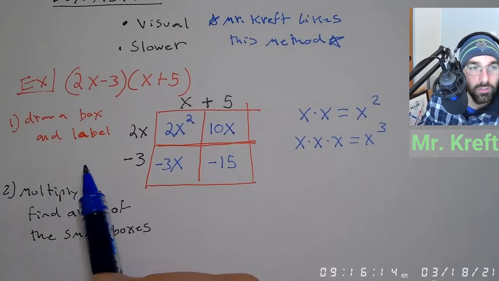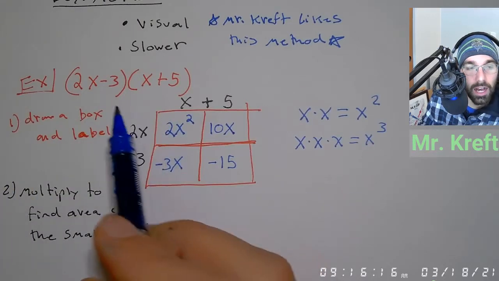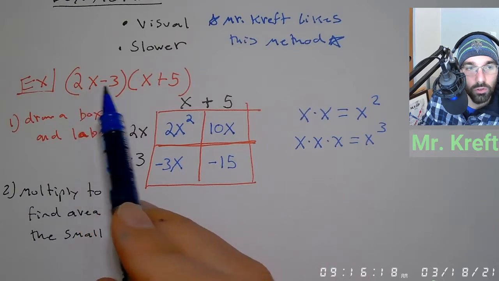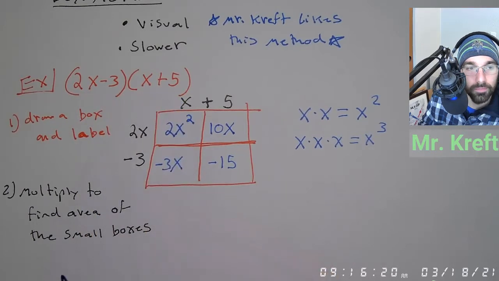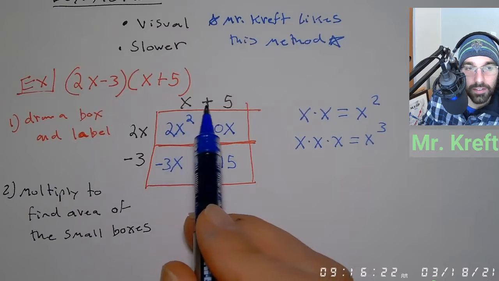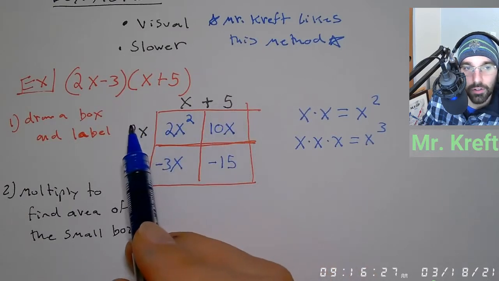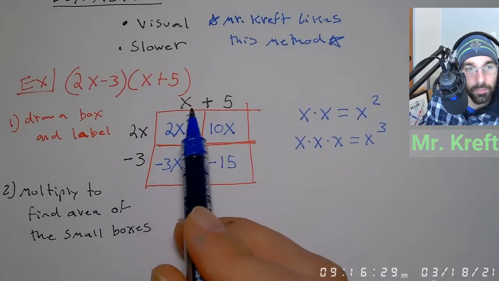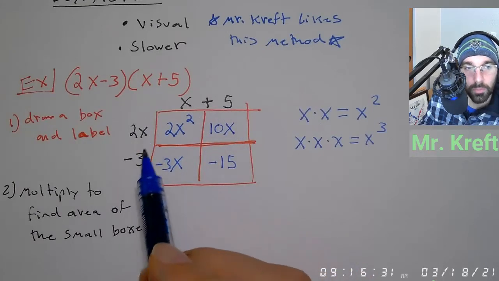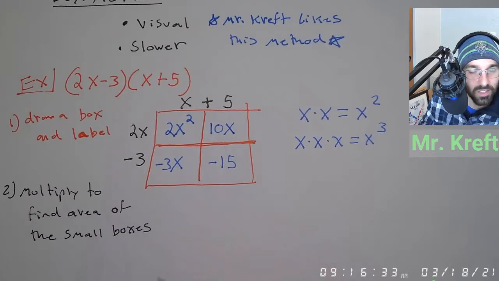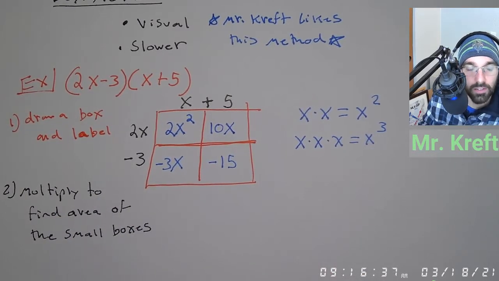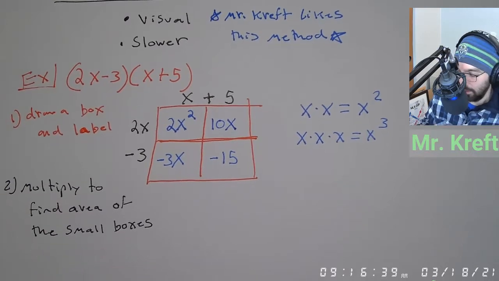I'm glad you asked. So we started by drawing the box. I made mine 2 by 2 because there's 2 terms by 2 terms. I labeled it, and it doesn't matter. I could have easily put 2x minus 3 on the top and x plus 5 here. It doesn't matter which one, the order. It just matters that one's on top, one's on the side. Then I multiplied to find the area of all the small boxes. Those were our first 2 steps.